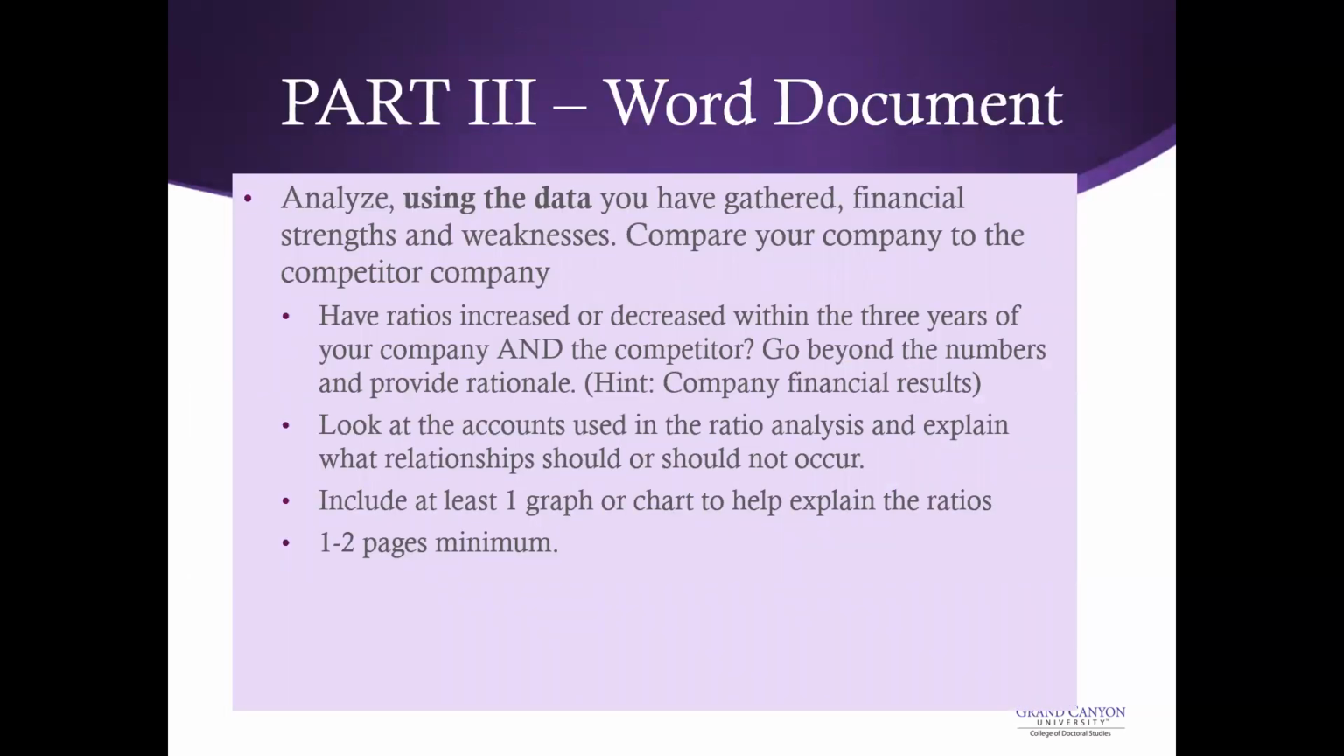Now in part 3, the Word document on the analysis. So you want to use that data you calculated in part 2, compare the company to the competitor company. How is it doing with the ratio, with those 4 ratios? How is it performing overall in comparison to each company? And what are the strengths and weaknesses that you see as a result of the ratio analysis?